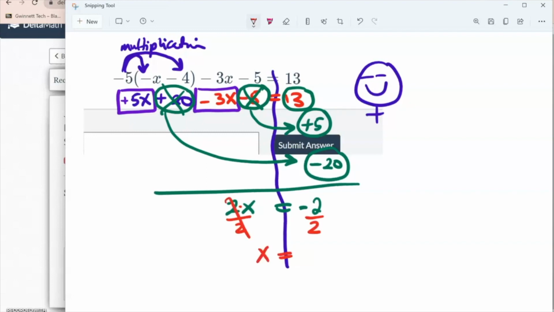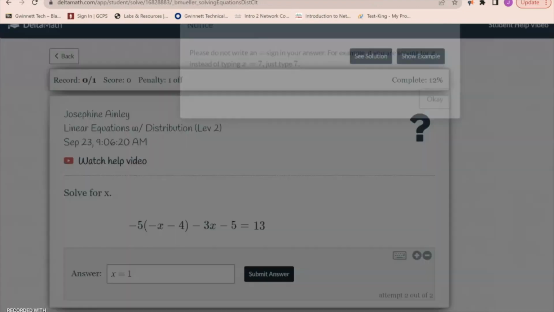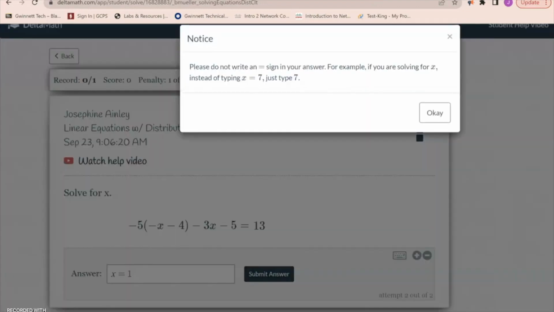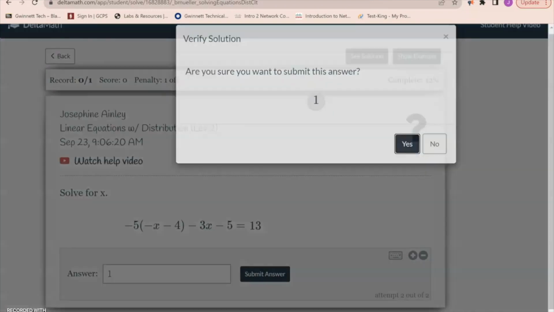Okay, so you're going to get x is equal to, here I have a negative divided by positive. And again, you're just putting this in a calculator, okay? Negative divided by positive, that's going to be an unhappy face, which means it's going to be negative. 2 divided by 2 is 1. So this is my final answer. So x equals 1. So if I try to type in x equals 1, it tells me, oh, don't do that, just type in the number. Okay, cool. So I come back here and I just type in the number.